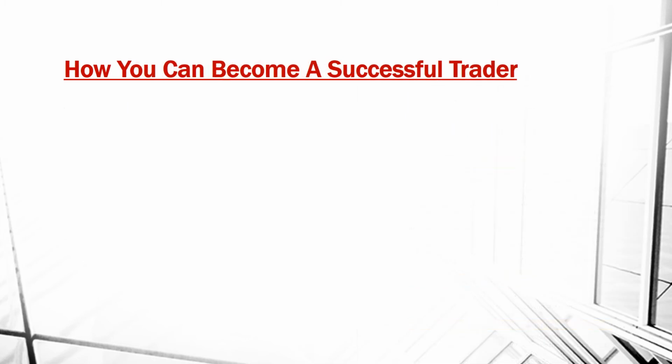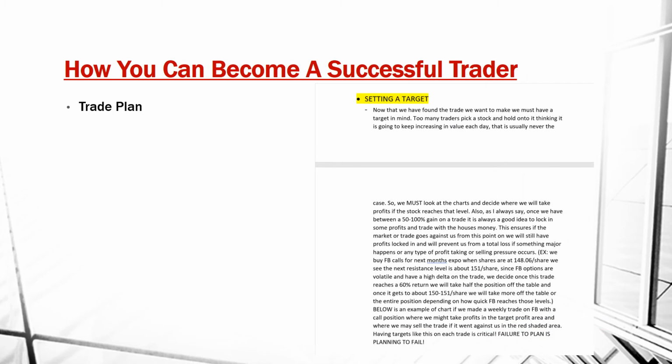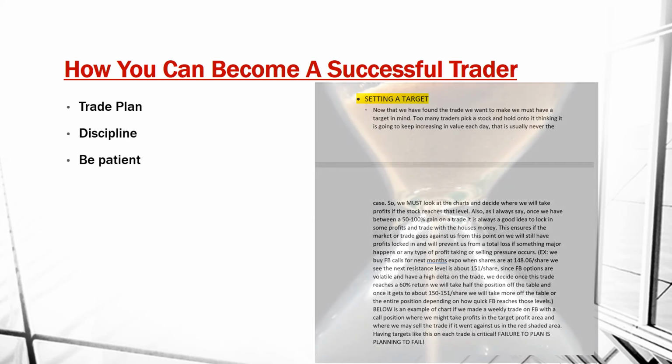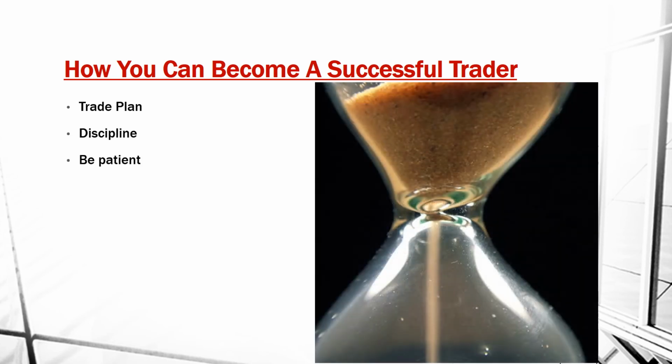How you can become a successful trader. First off, a trade plan. This is most important. You have to have a plan. If you just come into something not knowing what you're doing, you're going to fail. 90 to 95% of traders fail because they have no trade plan, they lack discipline, and they don't have patience. So these are the 3 things that are most important, in my view, of becoming a successful trader. Trading plan, discipline, and patience.